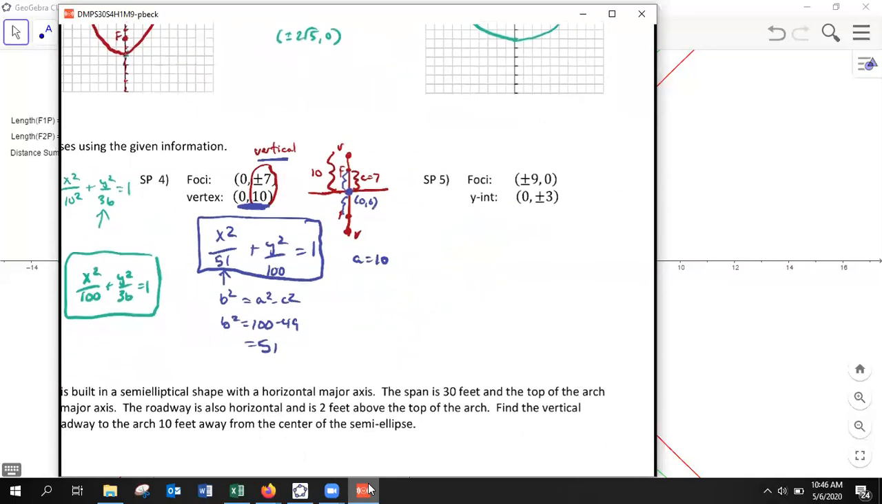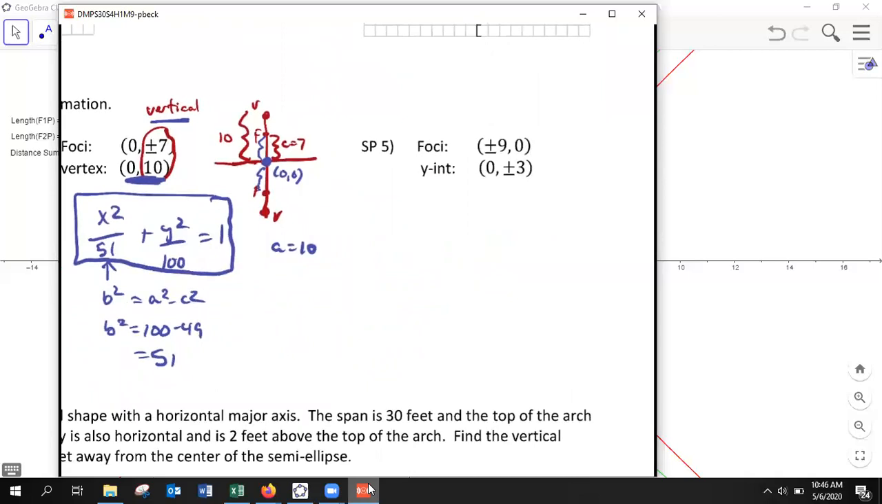One more sample problem like this. So once again, let's draw it out. This time I'm told my foci are plus or minus 9 comma 0. So that tells me three things. My c value is 9. It also tells me it's horizontal because the foci go horizontally. And it also tells me my center is halfway in between. So my center, once again, is 0, 0. Since my center is 0, 0, x squared over plus y squared over equals 1.